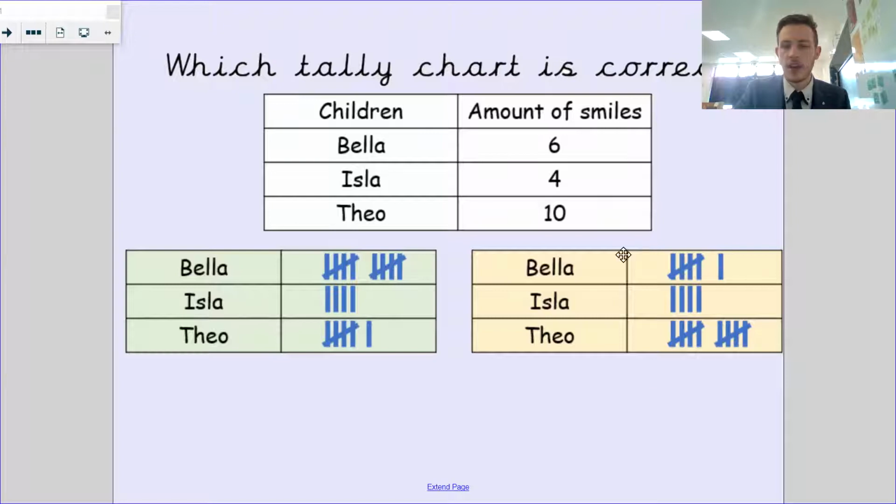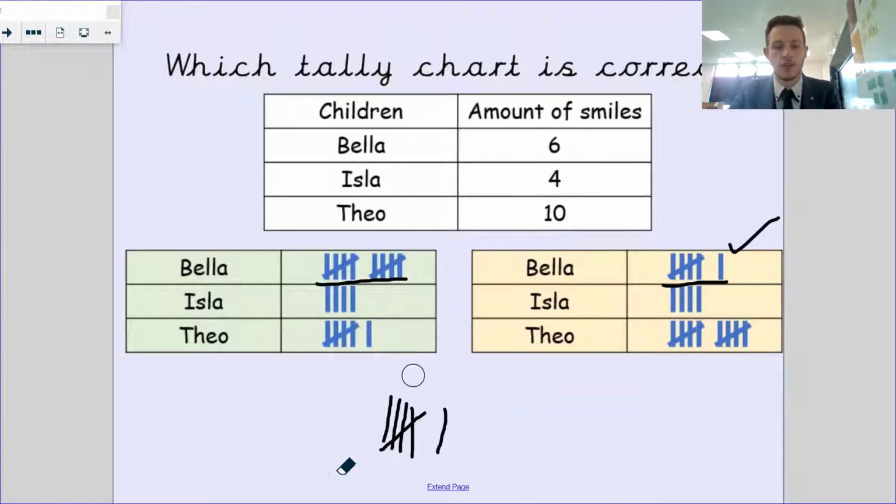Here's one tally chart, and here's another tally chart table. Which one's correct? Well, Bella said that she smiled 6 times. So we're looking for something that looks like 4, 5, 6, something that looks like that. Now, does Bella look like this one? Does that match that? Or is it this one? It's this side, isn't it? So this side is right for Bella. Let's double check to make sure that the rest of it is going to match.